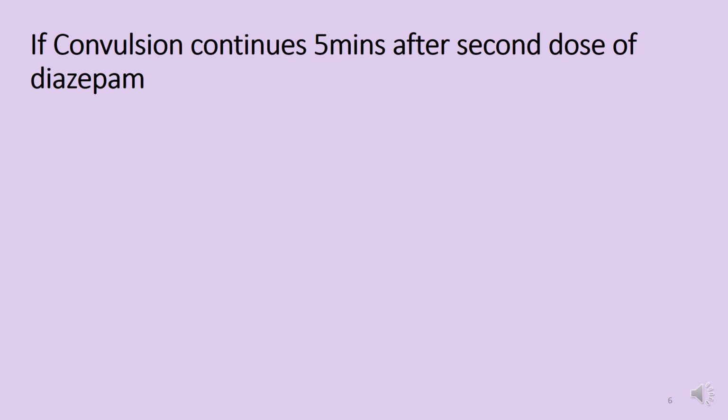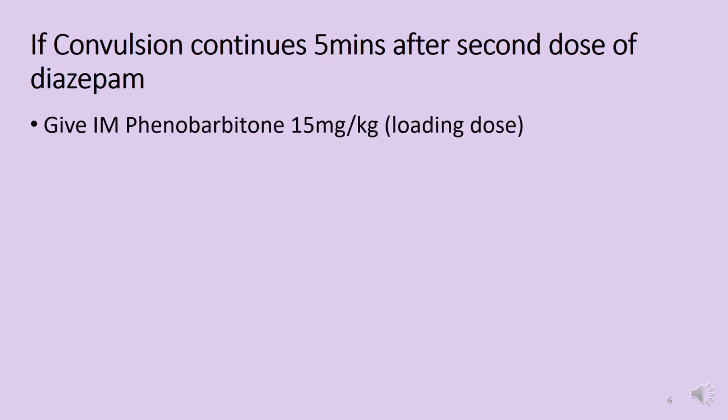In the event that the convulsion continues 5 minutes after the second dose of diazepam, that would mean that this child has been convulsing now for 15 minutes. Now you need to change your medication. We go to the second line anticonvulsant. And the anticonvulsant of choice after giving the initial diazepam is IM phenobarbital.